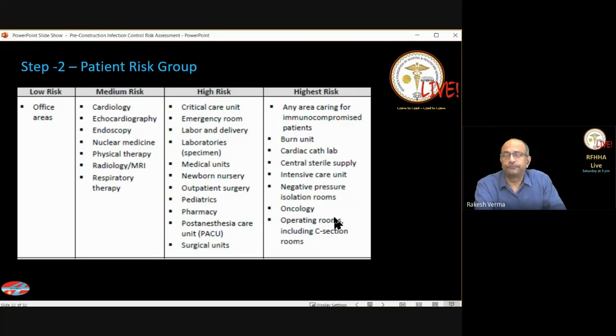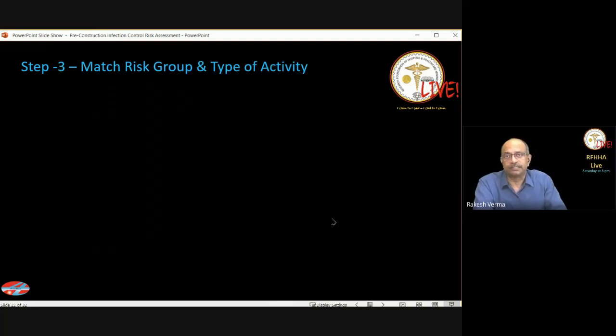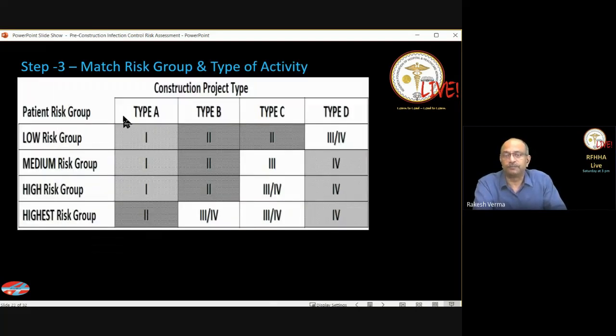So the first one was the type of activity, the second one is the patient risk group. Now these two put together give you a matrix. So let us look at the matrix. We match the patient risk groups with the construction project types. Here we have type A, B, C, and D as far as the construction type is concerned, and low, medium, high, and highest is the patient risk group.